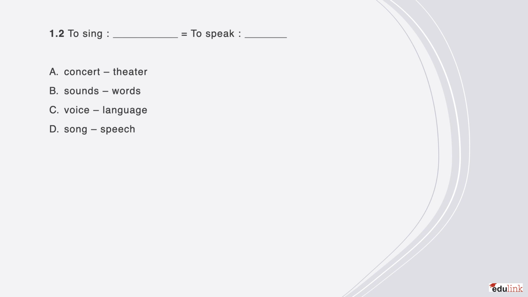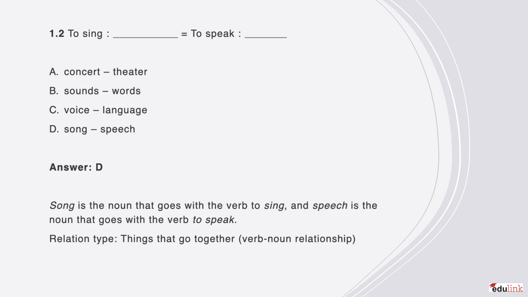Question 1.2. To sing is to blank, like to speak is to blank. Feel free to pause again here. The correct answer is D. To sing is to song, like to speak is to speech. Song is the noun that goes with the verb to sing, and speech is the noun that goes with the verb to speak. Therefore, the relation type we have is things that go together, but more specifically, we have a verb-noun relationship.